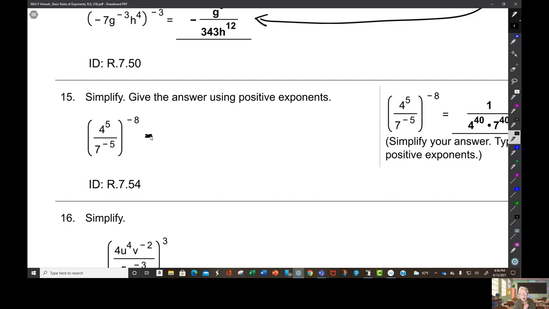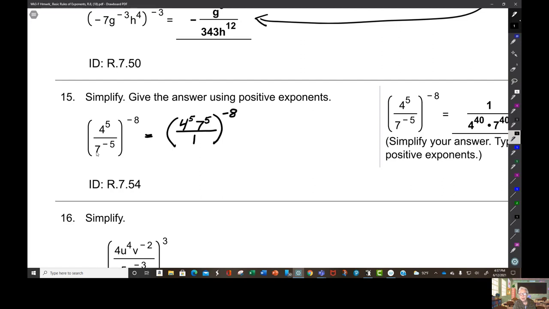Okay, I had to stop and think because there are choices. Okay, it took a minute. I'm going to clean up the parentheses first and rewrite this as 4 to the fifth power. Now, 4 to the fifth power times 7 to the fifth power over 1 to the negative 8.